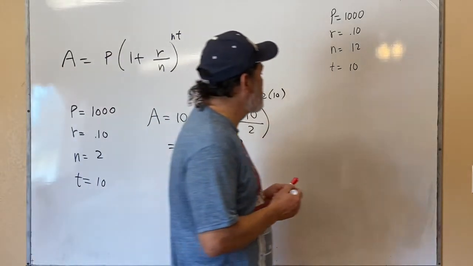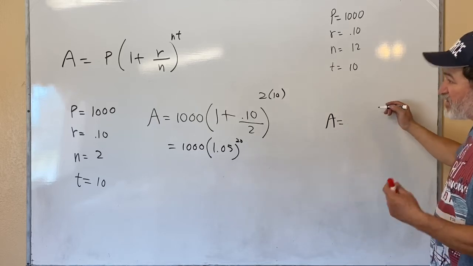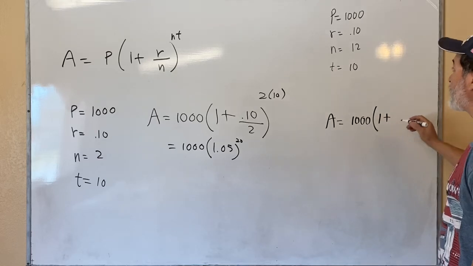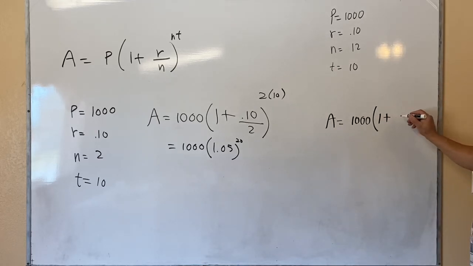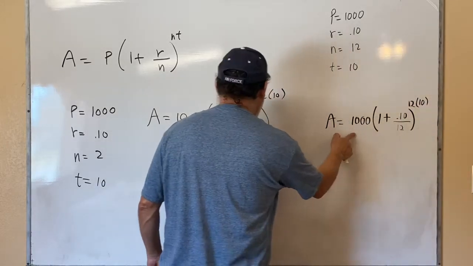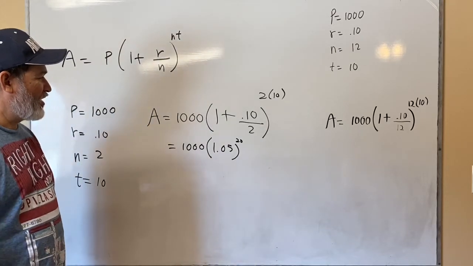How do you get the amount? Let's use the formula. Amount equals the principal, which is 1,000, times 1 plus the rate. The rate is 0.10 divided by 12, and raised to the 12 times the number of years, which is 10. Okay? Use your calculator, guys, and you will see that it's better than this. Yep. Better than this.